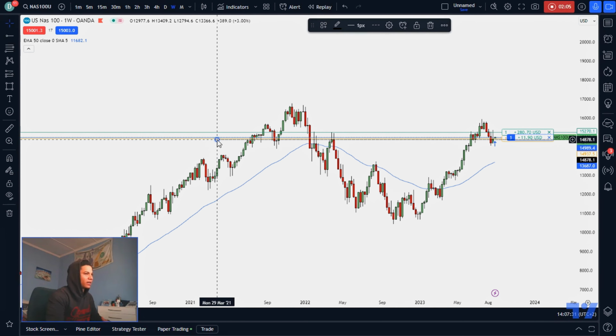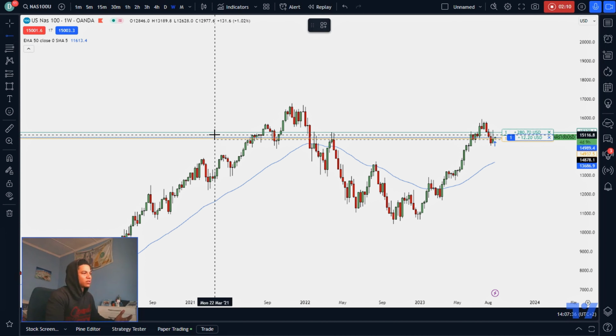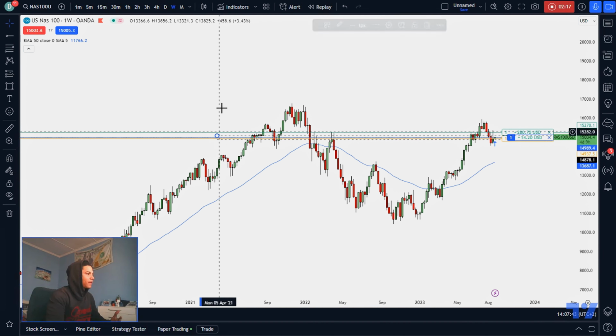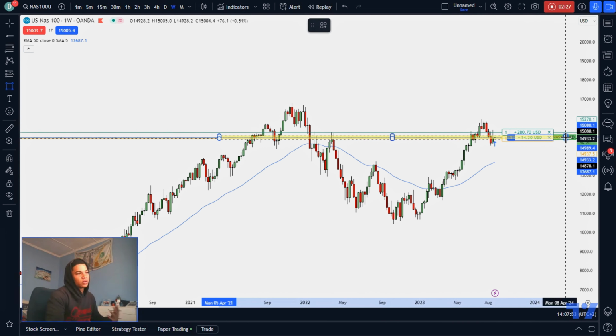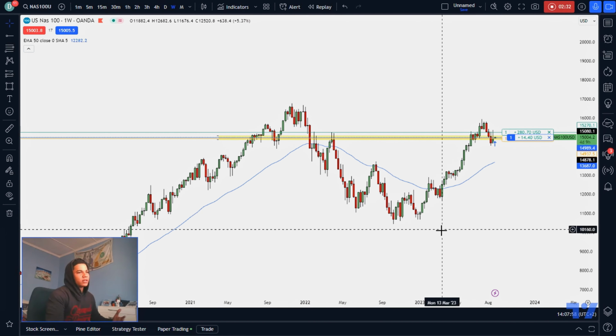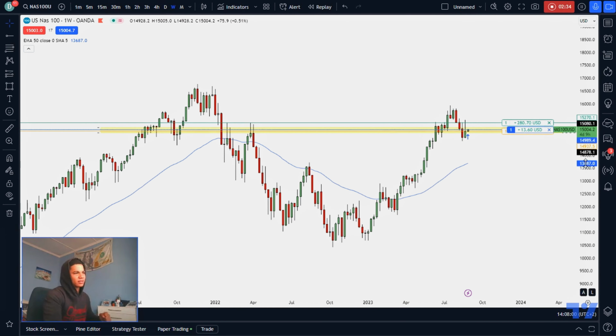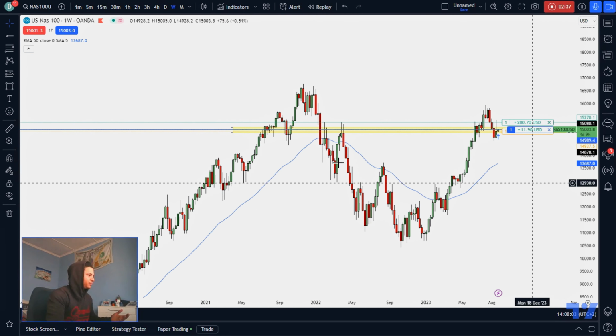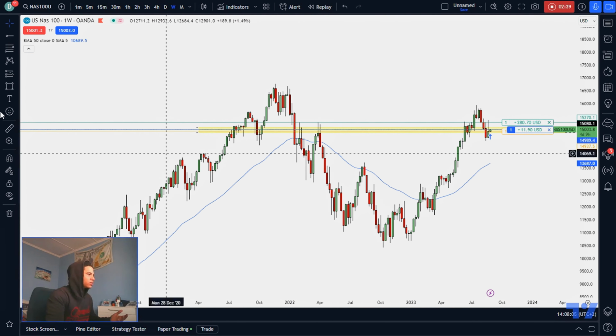When I draw up my areas, I look at areas where price has used that same zone for both support and resistance in the past, and that makes the area valid to me. I draw my levels using horizontal rays, horizontal lines and rectangles, just to make it look more presentable.